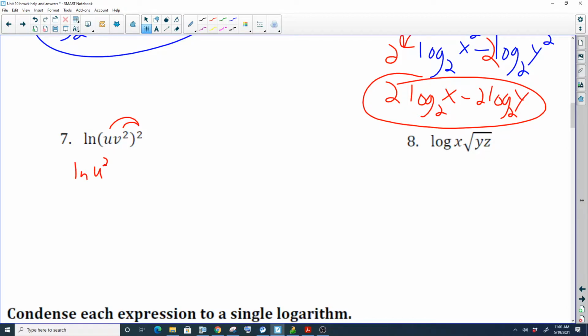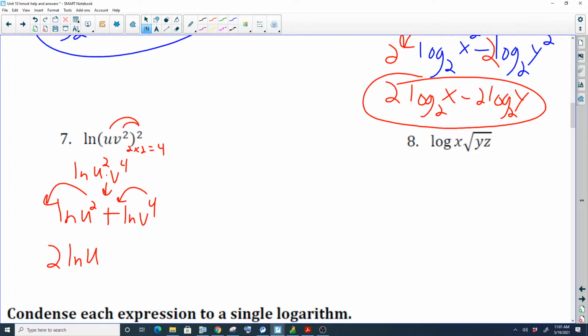So u squared, and then 2 times 2 is 4, so v to the 4th power. And then, do you remember what times becomes? Times becomes addition. So we're going to do ln of u squared plus ln of v to the 4th power. And then we'll move our powers in front. So we get 2 ln u plus 4 ln v is our answer. Nice.